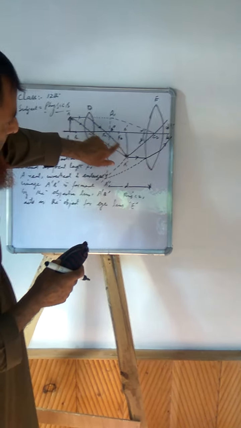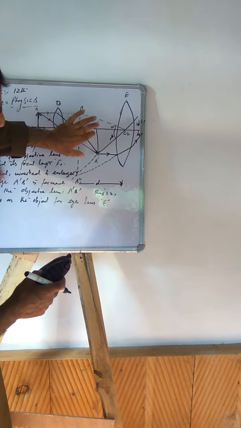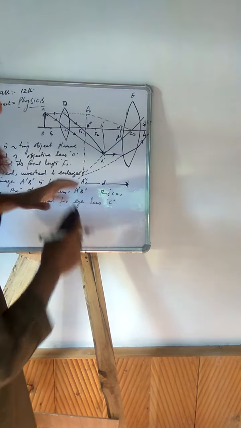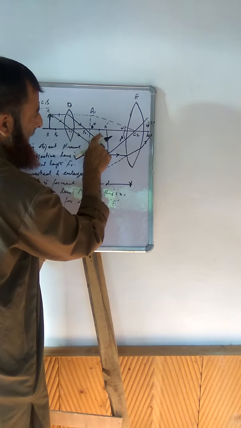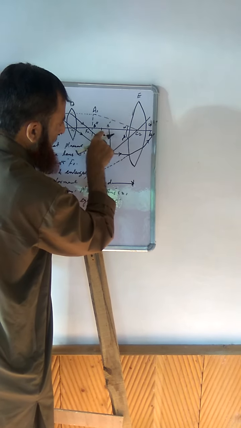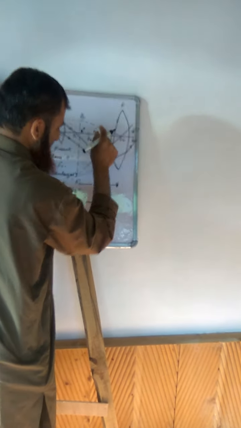Dear students, look here. The position of this A dash B dash, that is the real and inverted image of the tiny object AB, is so adjusted that it lies between the optical center and the focal length of the eye lens. Here it is formed between the focal length and the optical center of the eye lens.